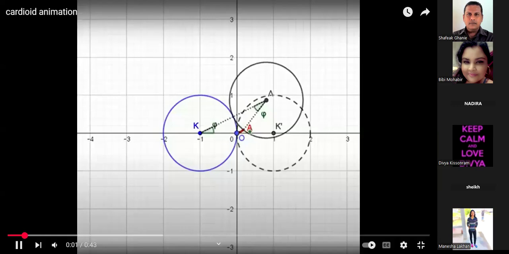Can everyone see? Look, so here is, it's sharing? Yeah, so we can see here now.